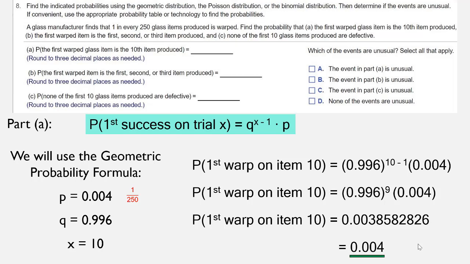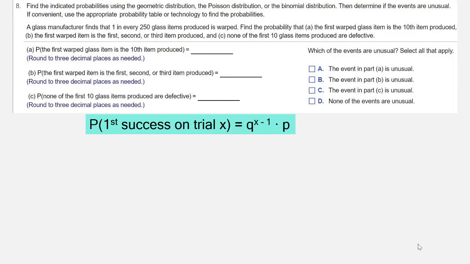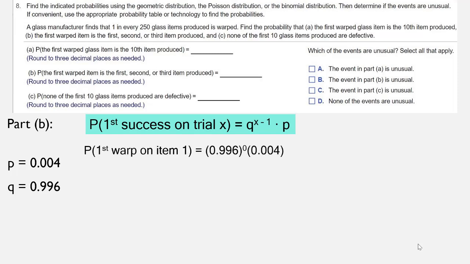Let's look at part B. So now we're going to do that same process, same formula, but we have to do it 3 times. We have to do it for when x is equal to 1, when x is equal to 2, and when x is equal to 3, and then we're going to add them all together. So let's start with the first warped item being the first item. That would be 0.996 to the 0. Why 0? It's x minus 1. If x is 1, 1 minus 1 is 0, times 0.004, which is 0.004.